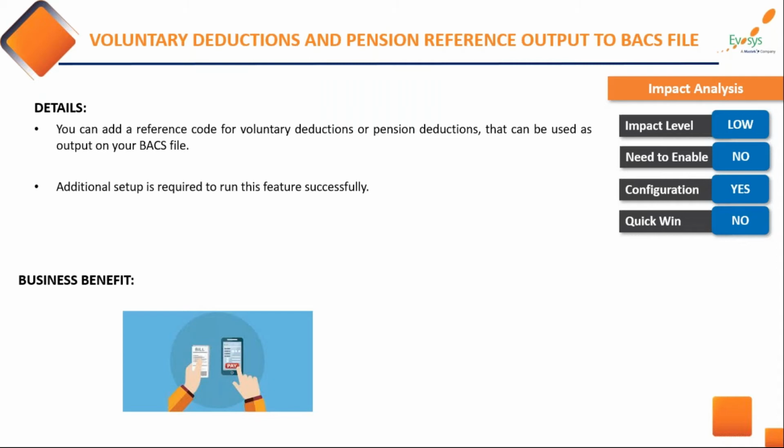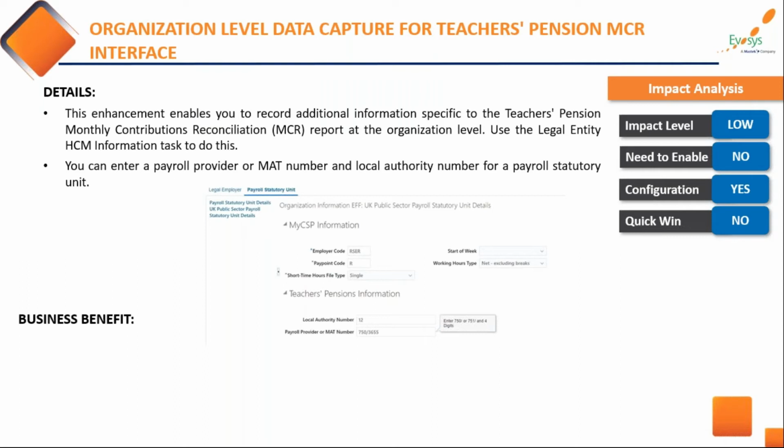Yet another wonderful feature, but one that requires a lot of additional setup, is that you can now add a reference code on the BACS file for voluntary deductions or pension deductions. So that's a lot easier to identify, but it requires a setup to be done in order to run this feature successfully.